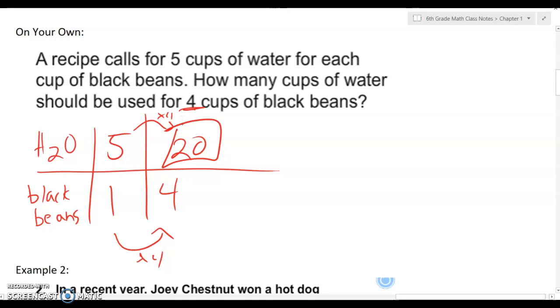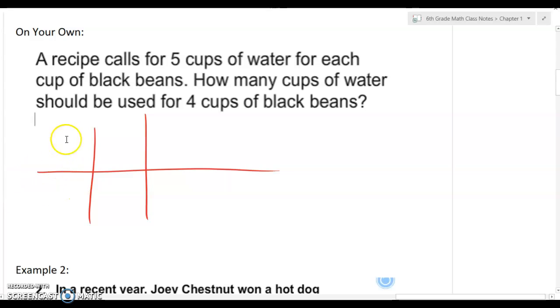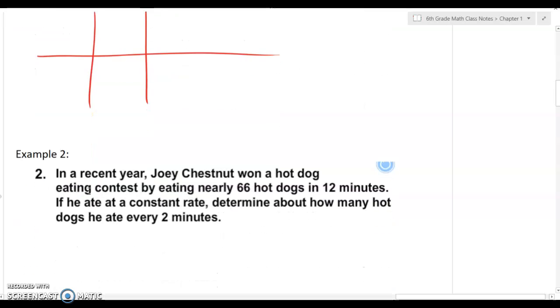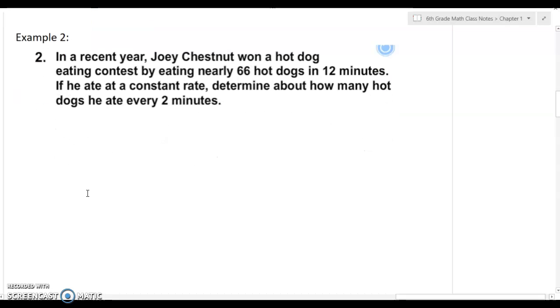Perfect. So the answer would be 20 cups of water. Whoops, all of that just disappeared. You can go ahead and rewind if you need to see that part again. Thank you, Microsoft OneNote. All right, let's move on to the next problem.